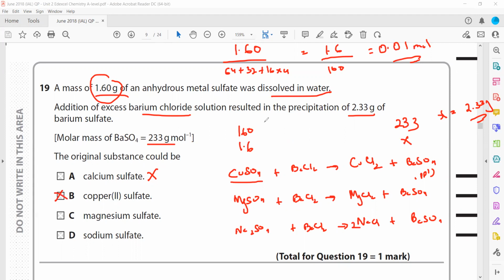Why can magnesium sulfate not be the answer? Because for magnesium sulfate, magnesium is 24, sulfur is 32, plus oxygen 16 multiplied by 4 is 64, plus magnesium 24. So the mass is 120 for magnesium sulfate. If it was magnesium sulfate, the ratio would be 120 is to 233. If we have 1.6, then it will be X. This does not give the desired value. It does not give 2.33 grams. It will give a smaller value. So using the mass ratio, we can work out the mass of the precipitate produced.